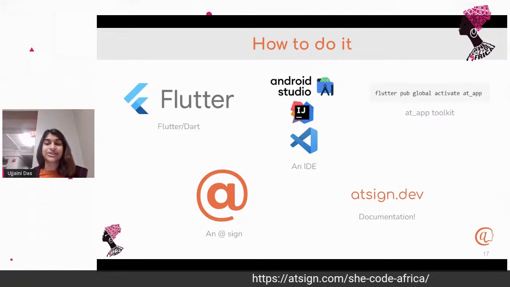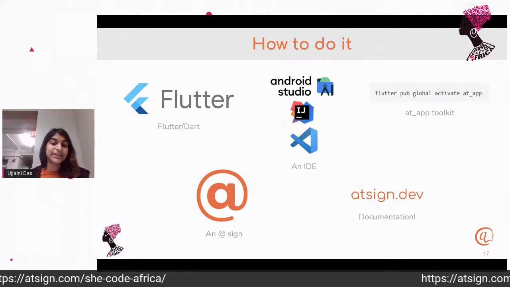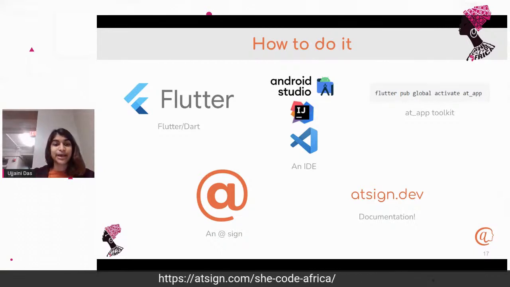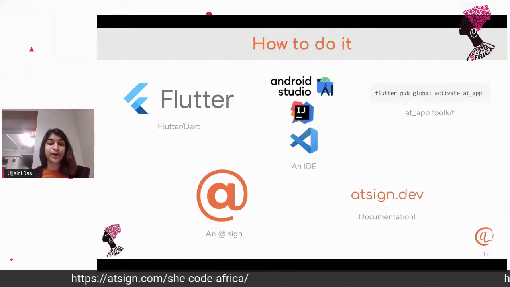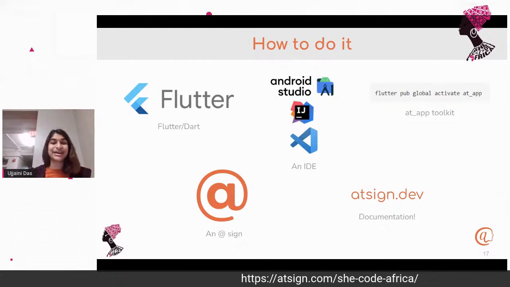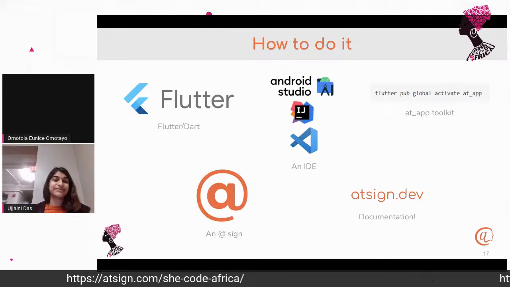@sign.dev has a lot of great documentation about how you can get started and how you can completely make your own apps on the app platform. And lastly, an @sign, which Tinashe will talk a little bit more about right after this, is how you are able to exchange data with other entities in the app platform. So that's all for me. But now Tinashe can talk more about how to get an @sign and how to use that for development.